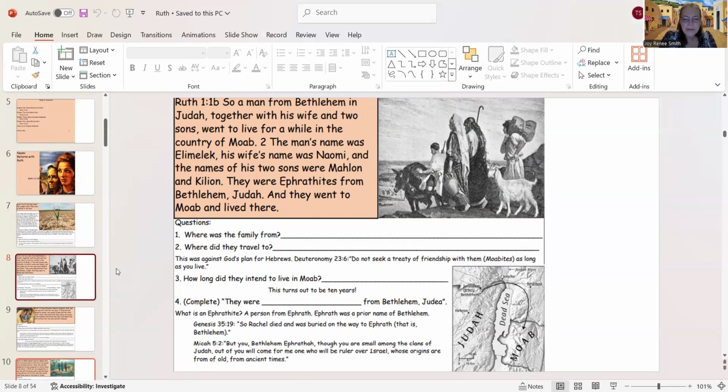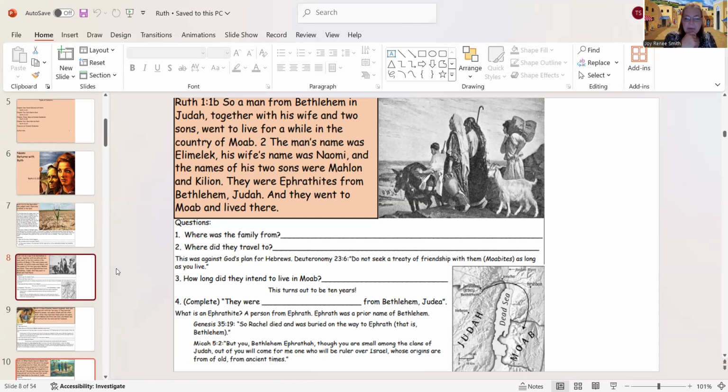Where was the family from? Bethlehem. Where did they travel to? Moab. This was against God's plan for Hebrews, Deuteronomy 23:6. Do not seek a treaty of friendship with them, the Moabites, as long as you live. How long did they intend to live in Moab? To live for a while. This turns out to be 10 years.